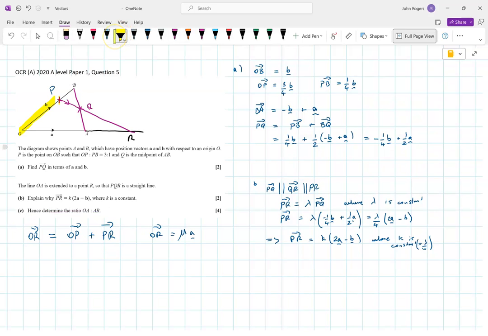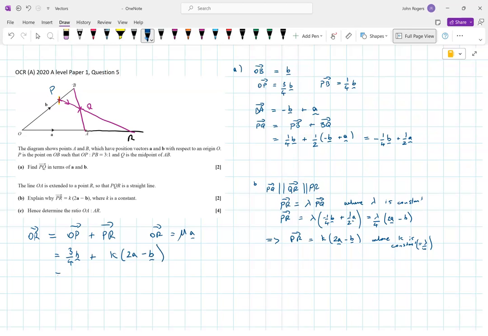Okay, so OR is equal to OP plus PR. Use the triangle rule on that and get some expression which we can compare and use the fact that there can only be an A bit in the actual representation. So let's do that. So OR is equal to OP. So OP, as we've already seen all the way up here, is 3/4 B. And PR we've got in terms of K times 2A minus B.